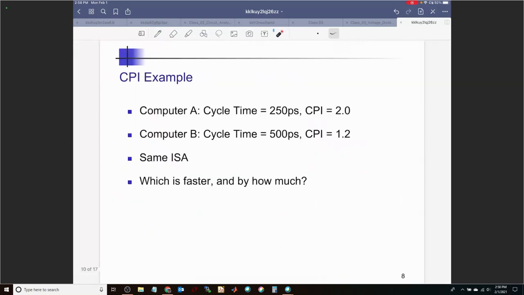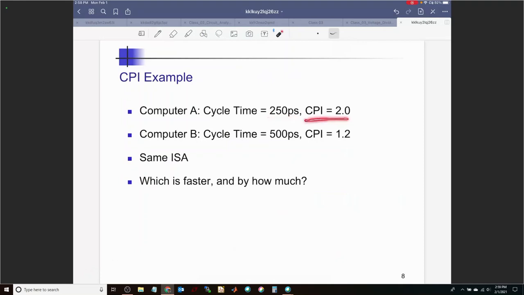Now let's do an example using this concept of clock cycles per instruction. We have two computers in this example. Computer A, the cycle time is 250 picoseconds. So that right away gives us the clock rate, right? Clock rate should be 1 over cycle time. So that directly gives us, in hertz, what is going to be our clock rate.